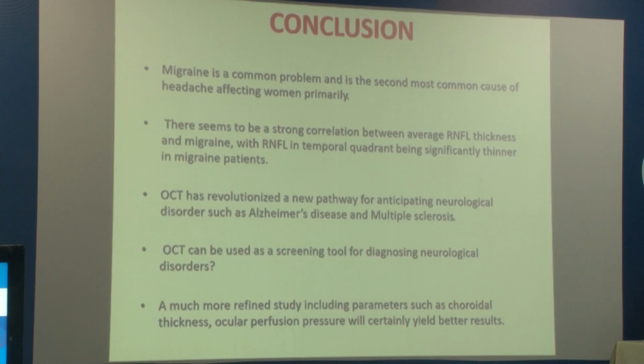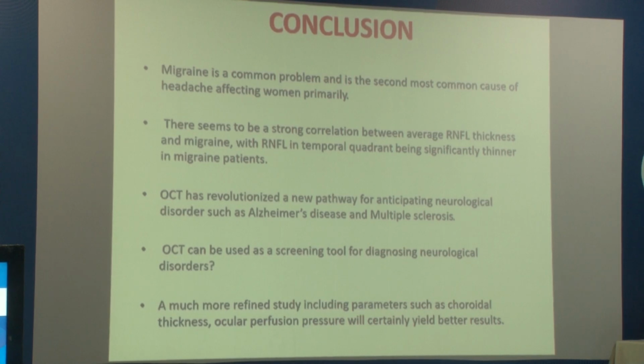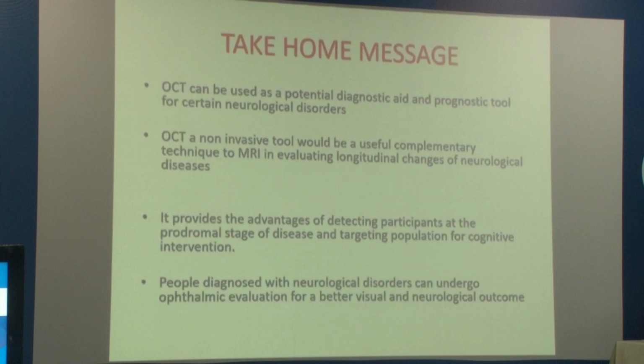significantly thinner. OCT has revolutionized a new pathway for anticipating neurological disorders such as Alzheimer's and multiple sclerosis. However, can OCT be used as a screening tool for diagnosing neurological disorders? This remains a question. A much more defined study, including parameters such as choroidal thickness and ocular perfusion pressure, will certainly yield better results. My take-home message would be that OCT can be used as a potential diagnostic aid and prognostic tool for certain neurological disorders.